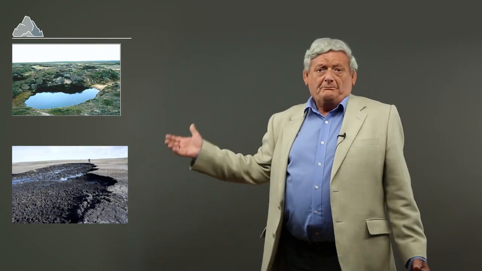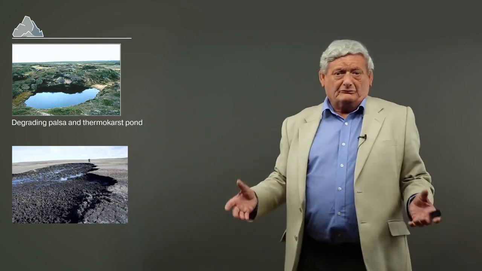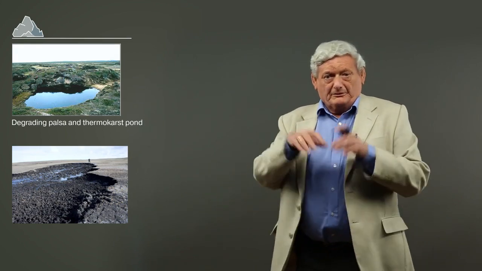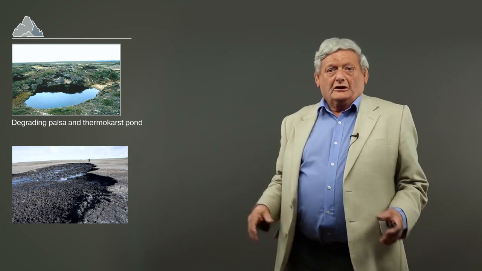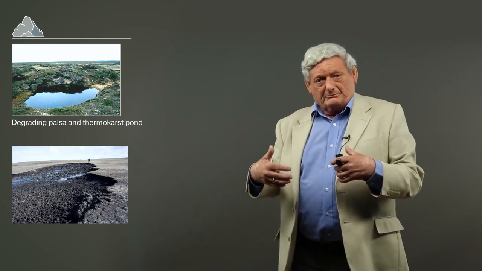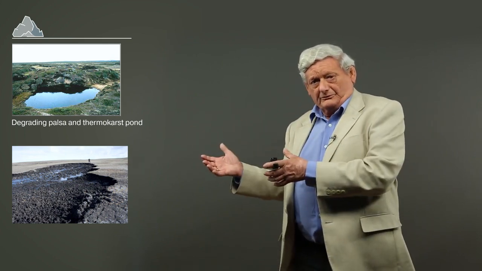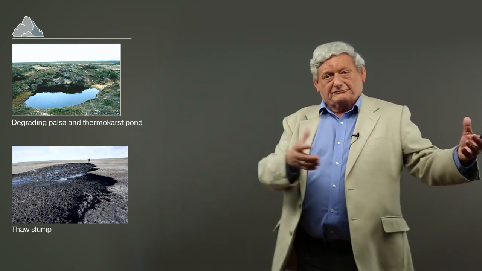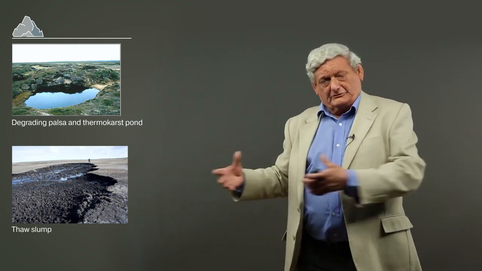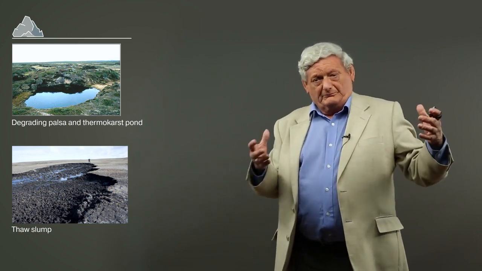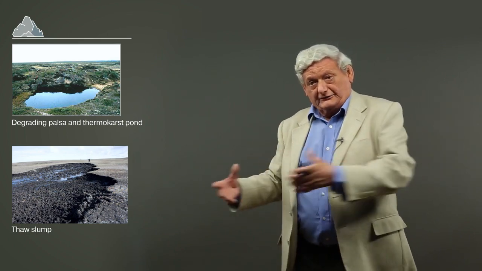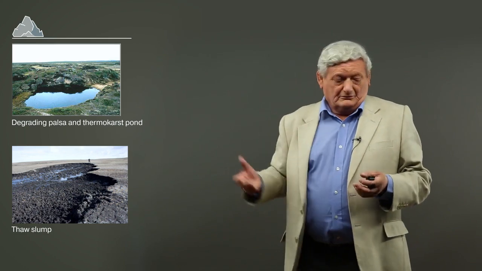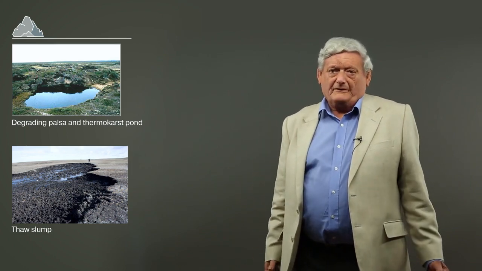Other examples, palsas. Palsas are peat mounds, individual mounds with a permafrost frozen core, and when they start to thaw out and break up as it gets warmer, they create these small thaw lakes. In other examples, the thaw slump is where the active layer just completely detaches from the whole area and slides downhill or into a lake.